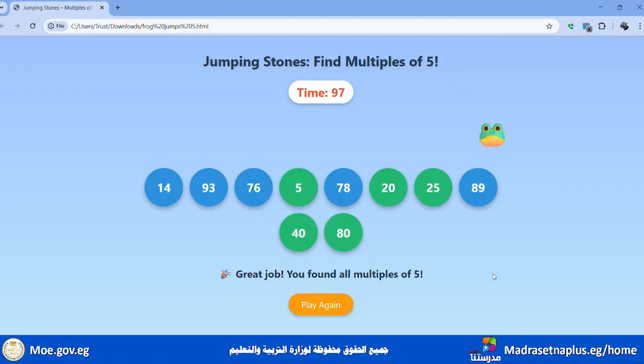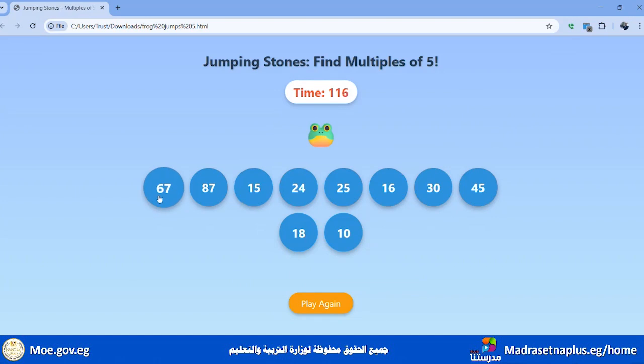Let's play one last time. What about 67? No. 87? No. 15? Yes. 24? No. 25? Yes. 16? No. 30? Yes. 45? Yes. 18? No. 10? Yes. Oh, great job. You found all multiples of 5. That's good. Let's go back again.